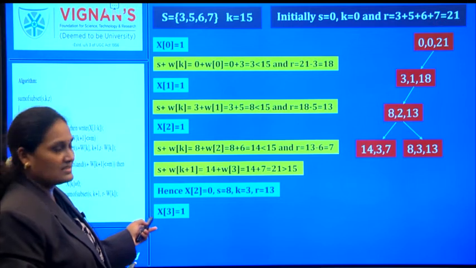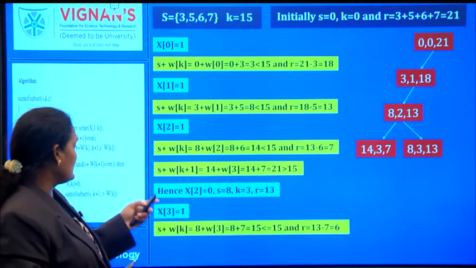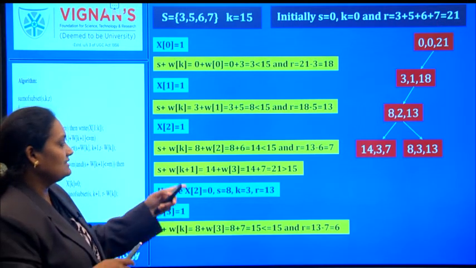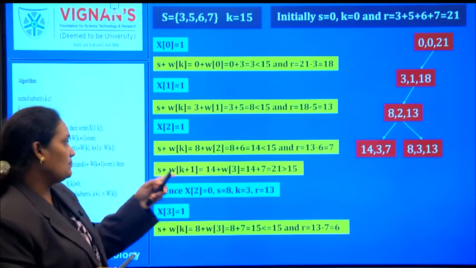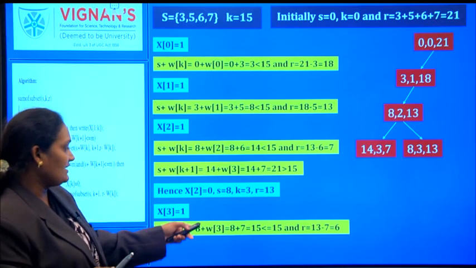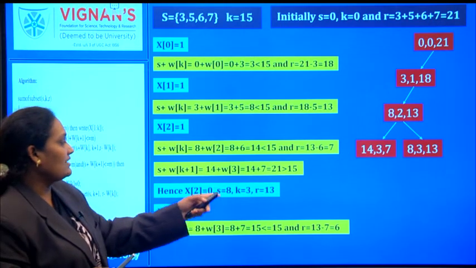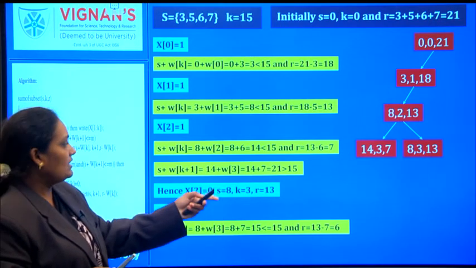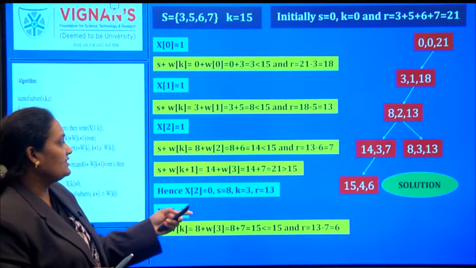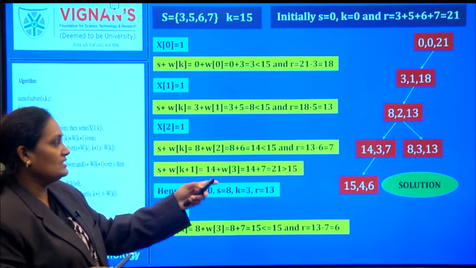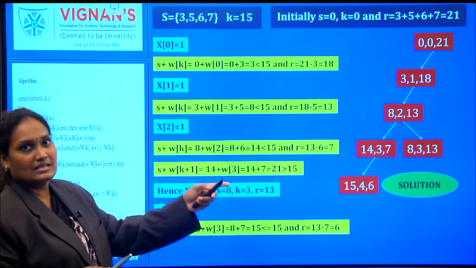Now, let us take x3 is equal to 1. If x3 is equal to 1, the sum value becomes, the initial sum S is 8, plus the added value 7, which becomes 15, which is equal to the given integer, and the R value becomes 6. Now the next node is 15, 4, 6, which is the solution.